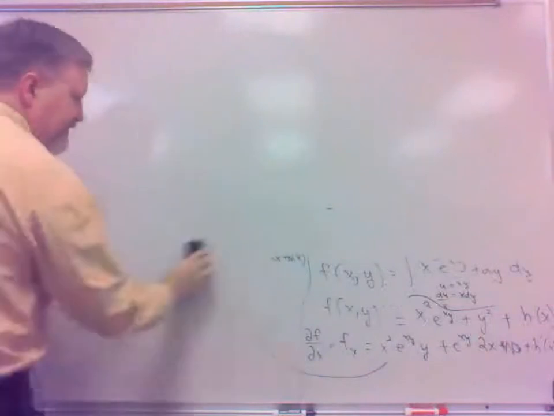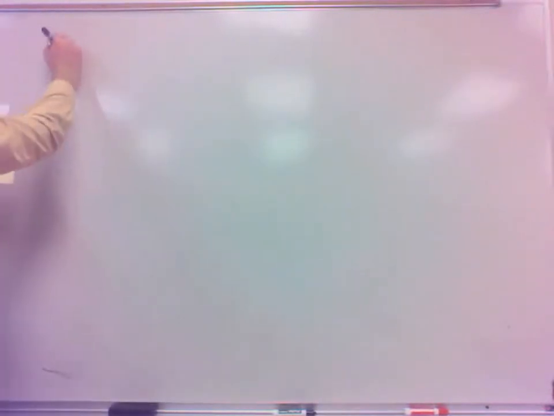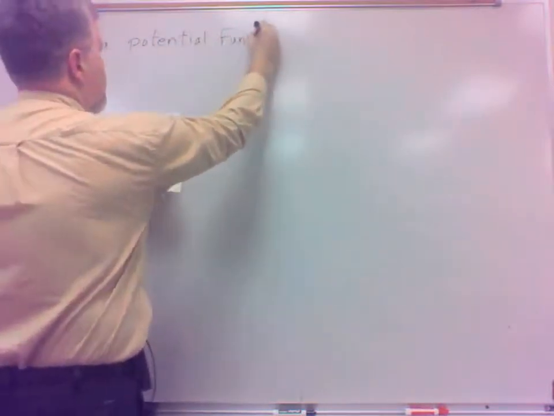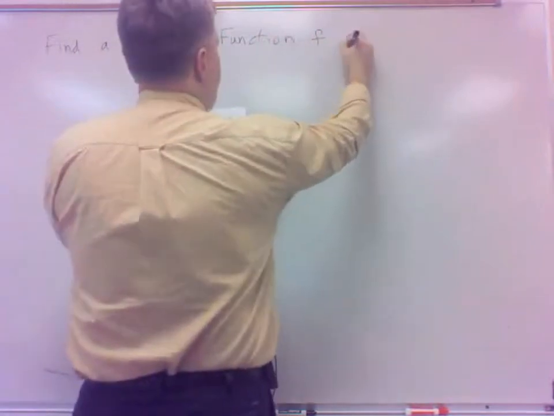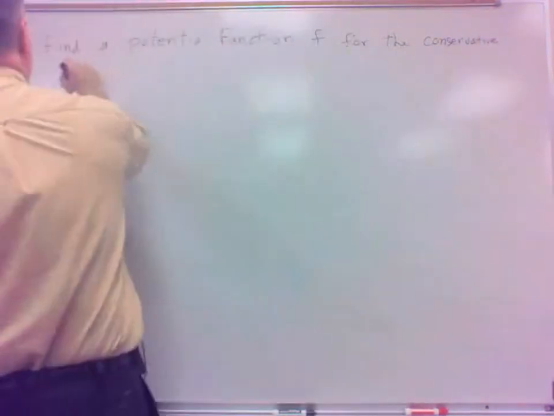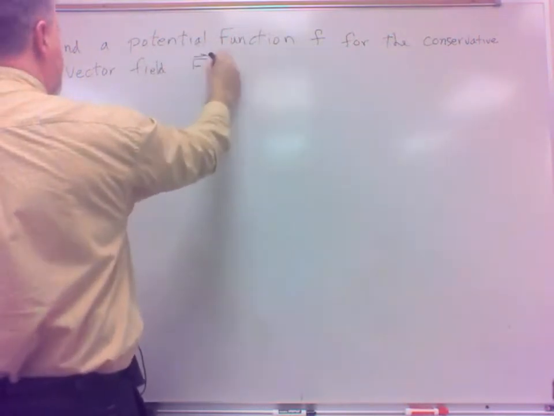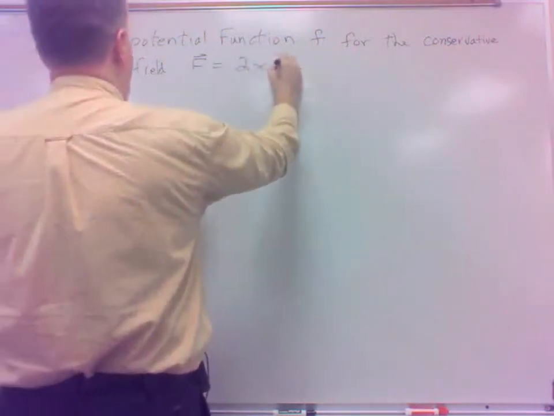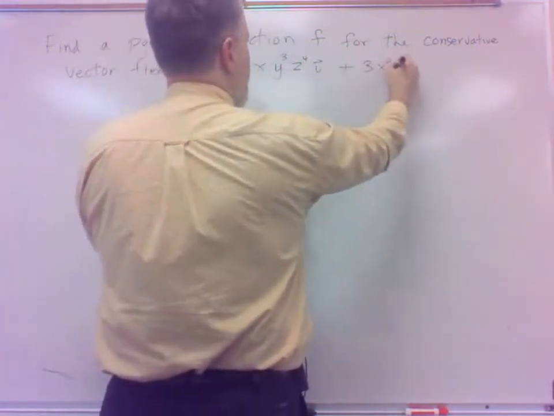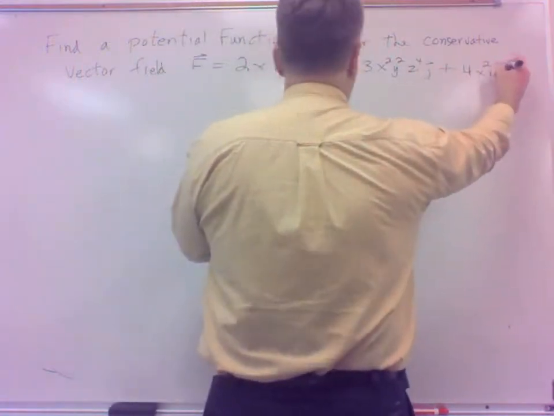So let's see if we do another one here. Find a potential function f for the conservative vector field 2x y cubed z to the fourth, that's the i component, plus 3x squared y squared z to the fourth, j component, plus 4x squared y cubed z cubed.